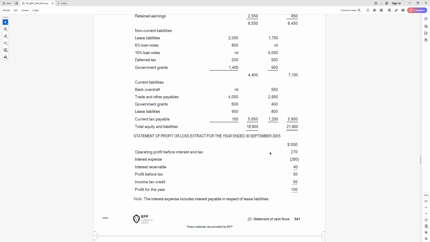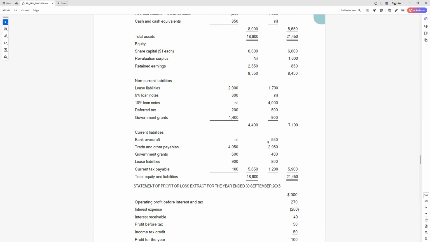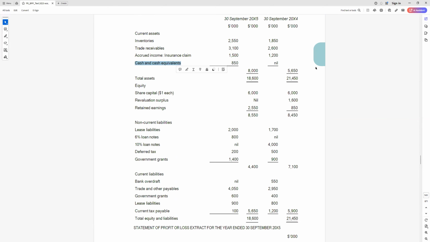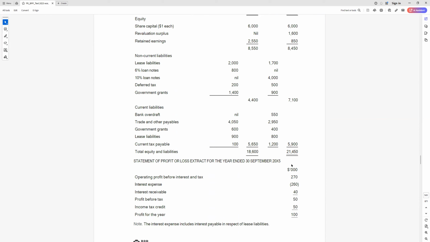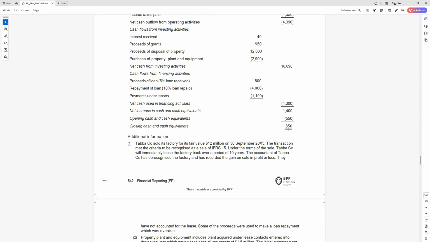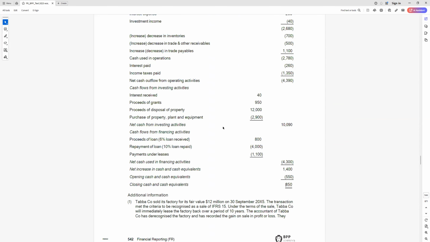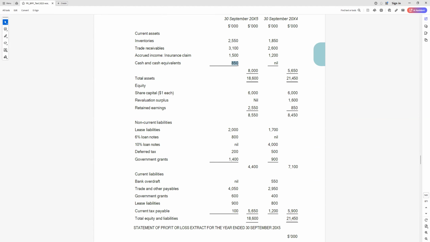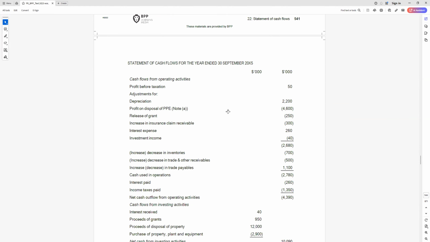So you can see here, you have opening balance 550 overdraft. That's why it's minus, because we didn't have any cash last year. If you remember, the cash and cash equivalent, we had nil. So we had only an overdraft of 550. And that's the reason we took it as a minus. So 550 minus, the closing balance 850. If you look at the financial statement, it should show you the balance 850. So the cash flow is matched, is balanced.